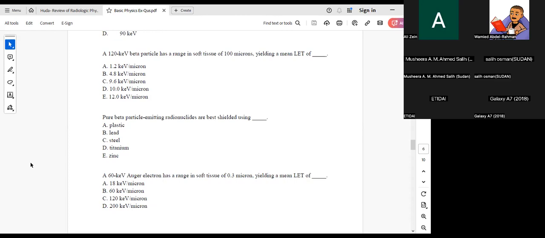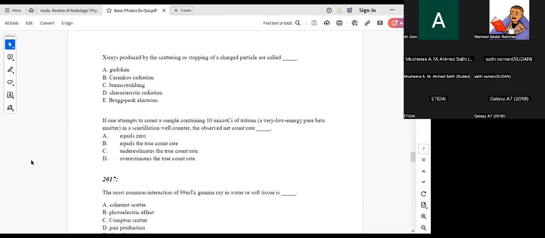I'm thinking a 60 keV Auger electron. Now understand what an Auger electron is. It has a range in soft tissue of 0.3 microns, yielding a mean LET. The same thing: we take the energy divided by the range. X-rays produced by the scattering or stopping of charged particles are called Bremsstrahlung.